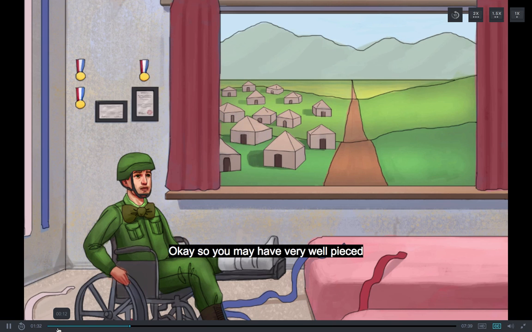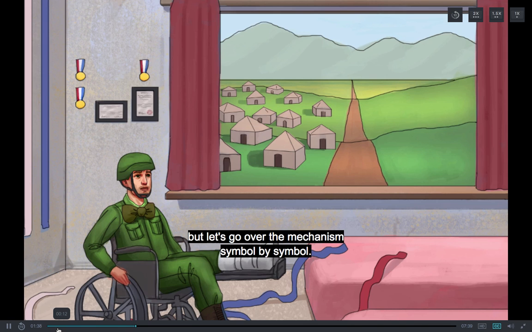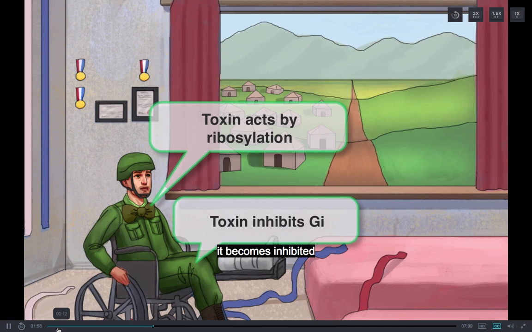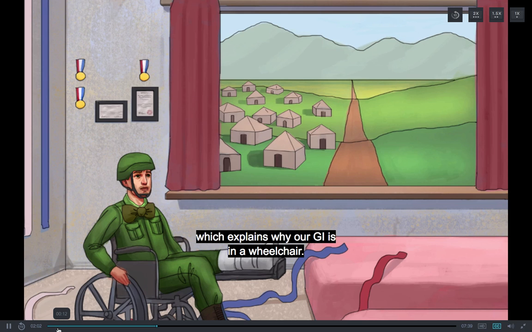Okay, so you may have very well pieced some of this, if not all of this, together on your own, but let's go over the mechanism symbol by symbol. So the first step in the mechanism is that pertussis toxin ribosylates Gi, thus disabling it. So we have our American GI wearing a bow, a symbol that we've used before to mean ribosylation. And when Gi is ribosylated, it becomes inhibited, or disabled, which explains why our GI is in a wheelchair.